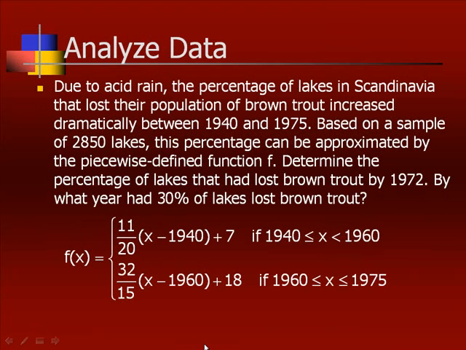Now let's look at a word problem. Due to acid rain, the percentage of lakes in Scandinavia that lost their population of brown trout increased dramatically between 1940 and 1975. Based on the sample of 2,850 lakes, this percentage can be approximated by the piecewise-defined function f. Determine the percentage of lakes that had lost brown trout by 1972. By what year had 30% of lakes lost their brown trout?